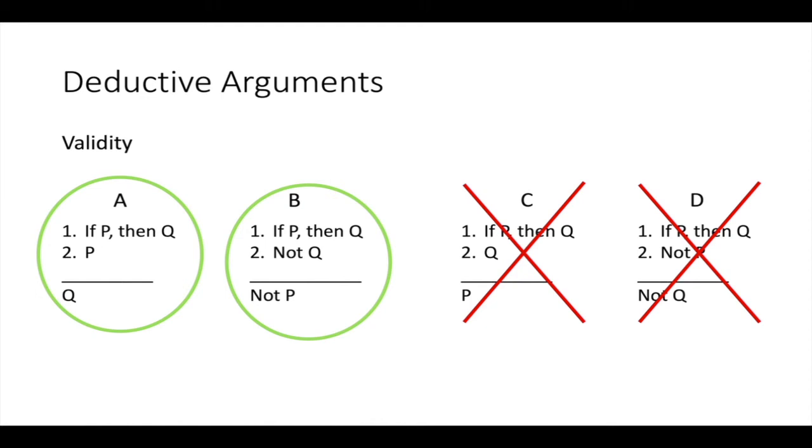Okay, so A and B are both valid arguments, and C and D are invalid arguments. With C and D, the premises here do not entail their conclusions. For both C and D, it could be that the premises are true and the conclusion is false. And remember, that's just what is ruled out by a valid argument.